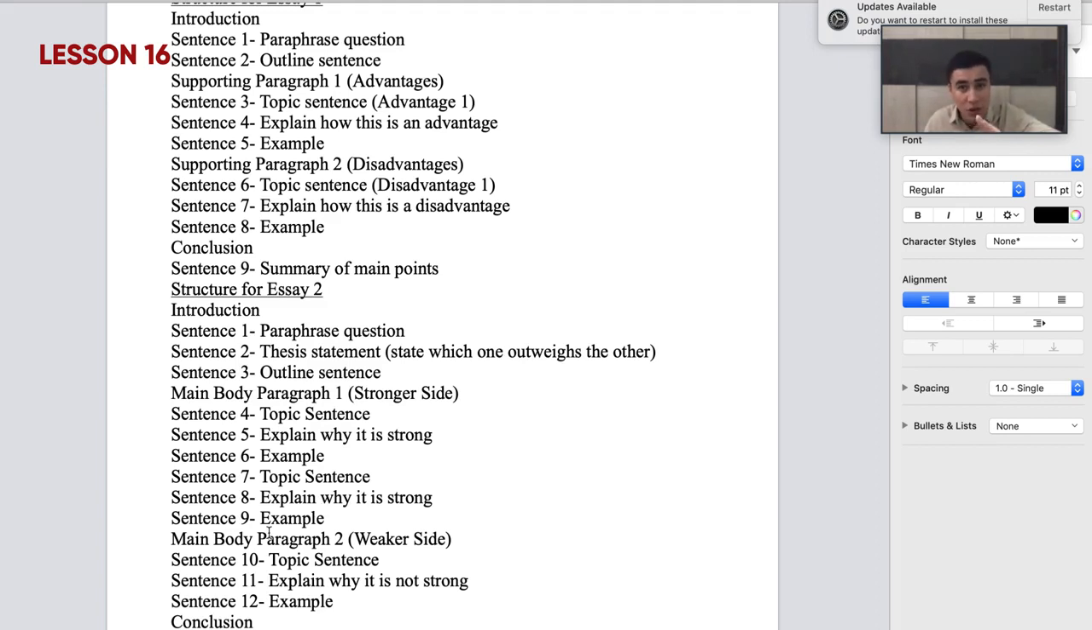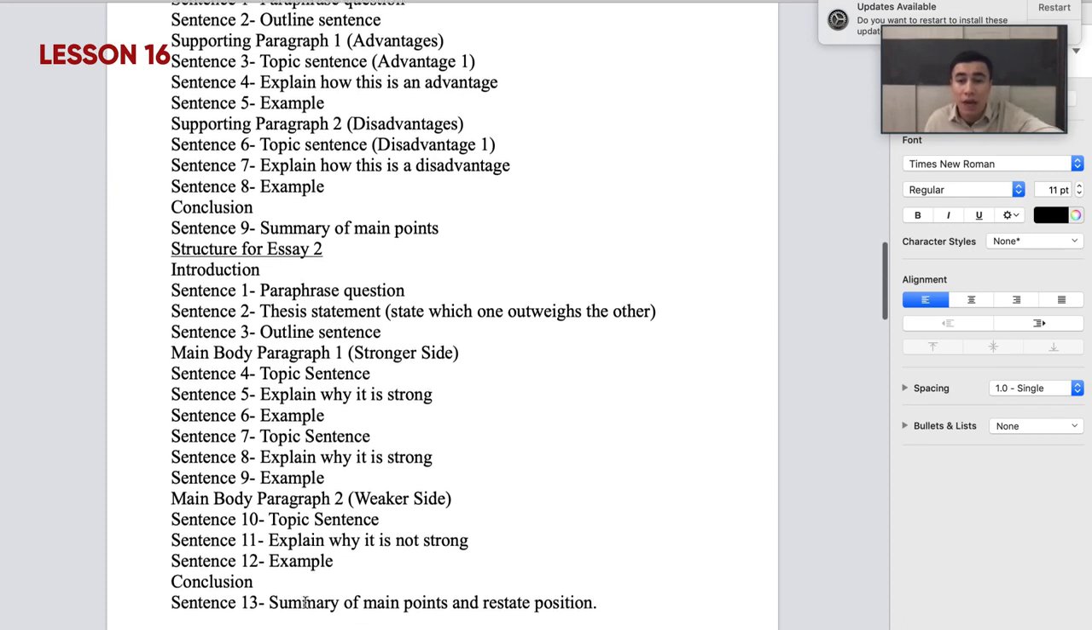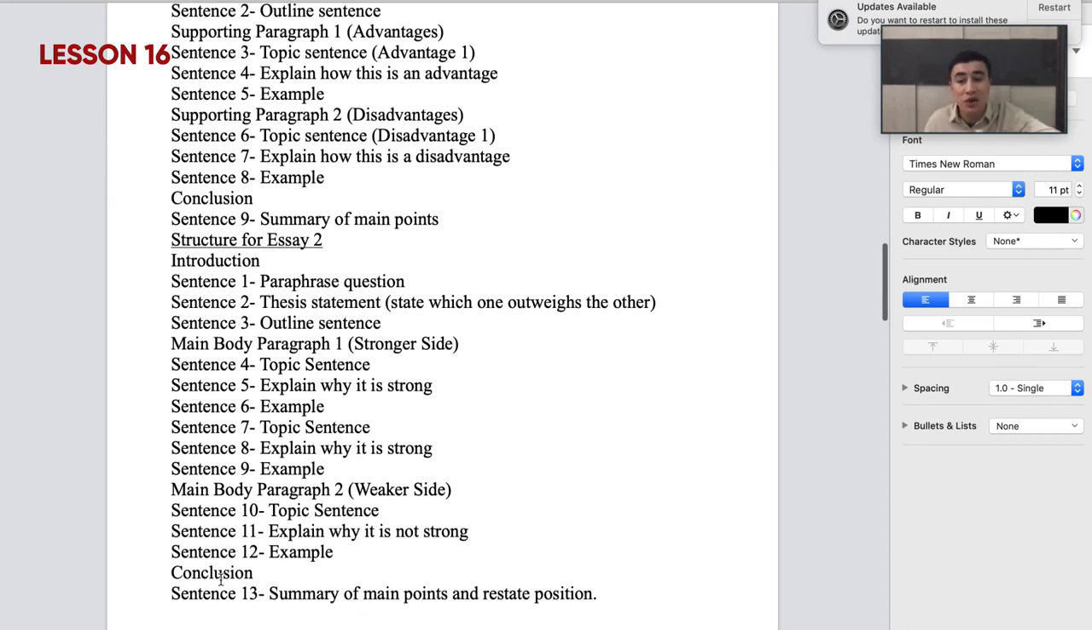And in paragraph number 2, which is going to be dedicated to the weaker side, you should start from a topic sentence, explain why it is not strong, and then write an example. And of course, the last paragraph is going to be your conclusion, sentence number 13, where you should sum up the main points, the main ideas, and restate your opinion. In other words, you should sum up the main points and paraphrase your thesis statement.